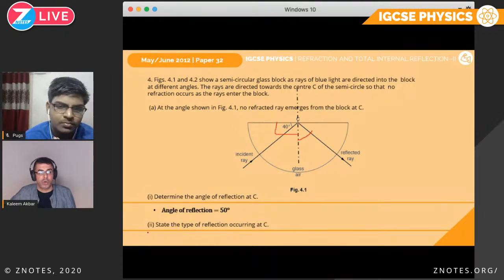Then it says, what kind of reflection is occurring at the point C? Well, guys, it's total internal reflection. Okay, it didn't ask us why, it just asks what's happening.